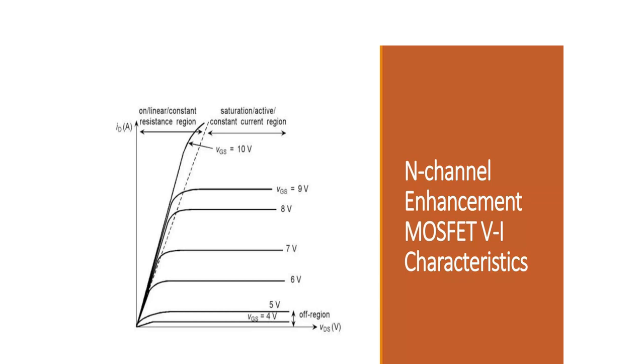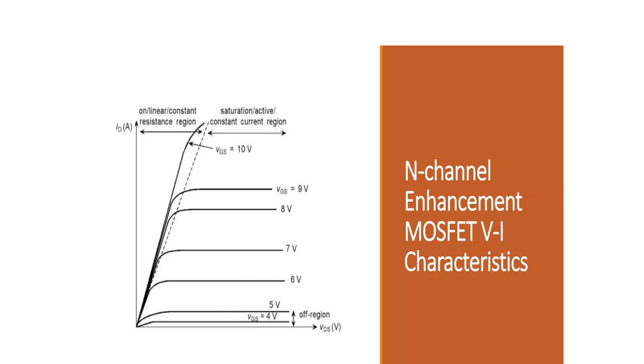As a result, the channel resistance increases with the increase of VDS voltage, and the drain characteristics basically bend towards a horizontal line. So this indicates a higher resistance, almost an infinite range.